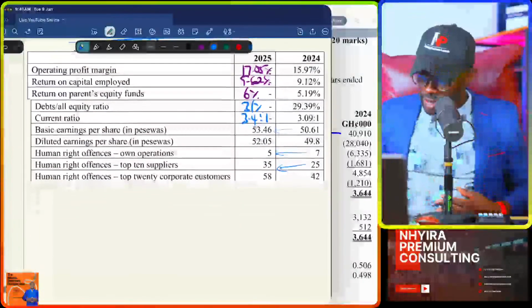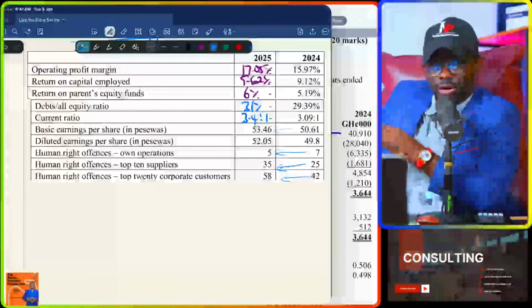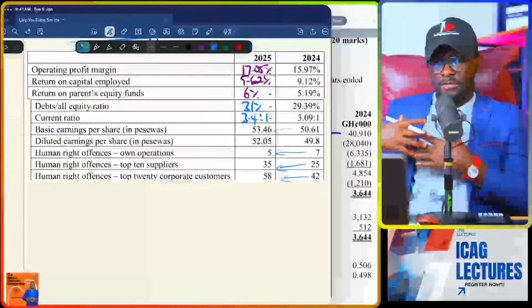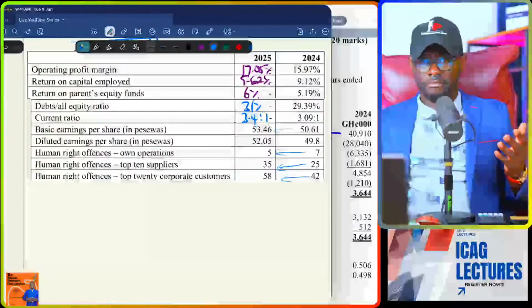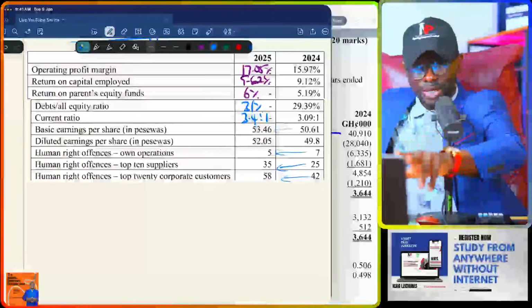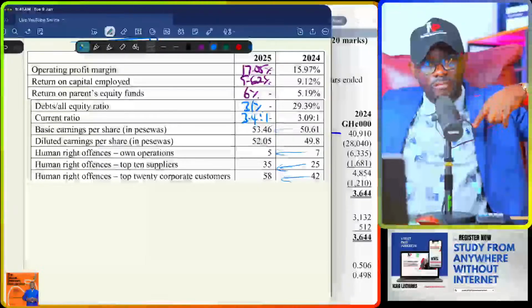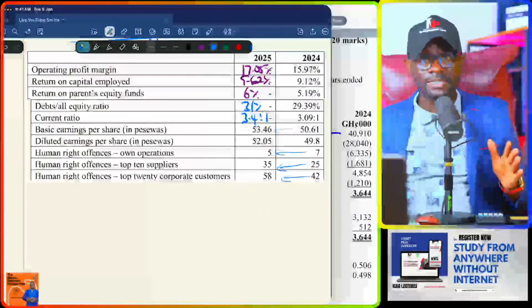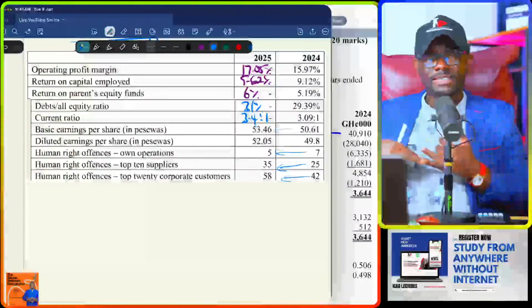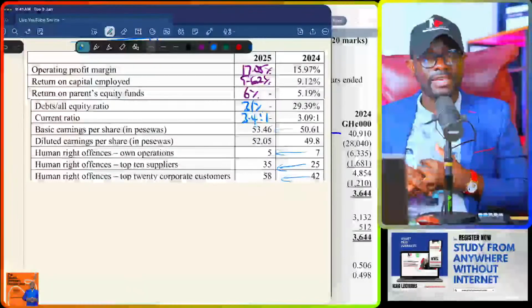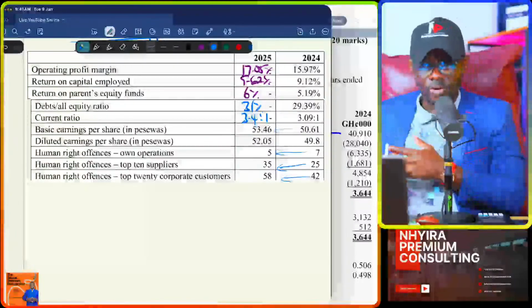Then human rights offenses, top 20 corporate customers, also has increased. So the offenses we commit against customers, meaning maybe infringing on the rights of customers, maybe they require certain things that we don't give them. So from a human rights perspective, apart from the marginal reduction in the entity's own internal operation, the external stakeholders, customers and suppliers, the entity is aiding and assisting and not performing well on that social front.